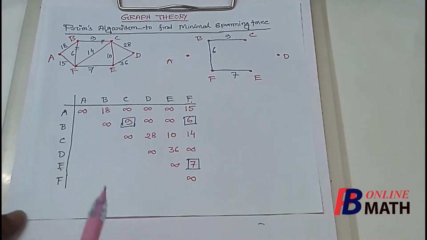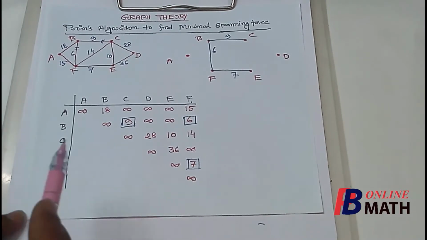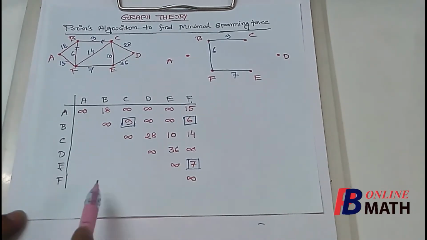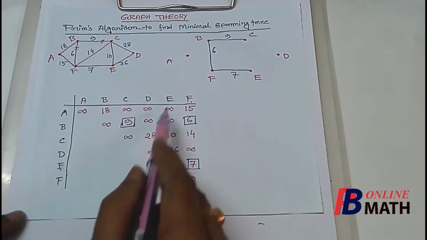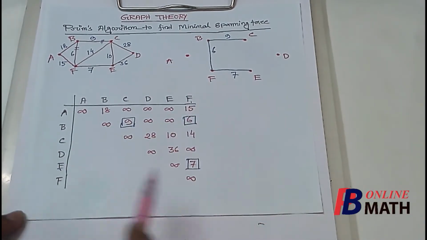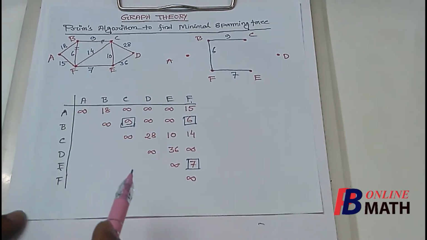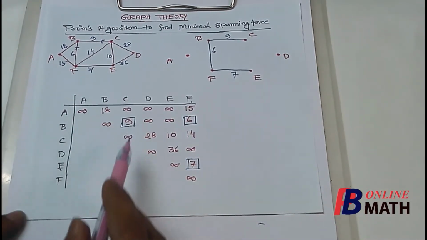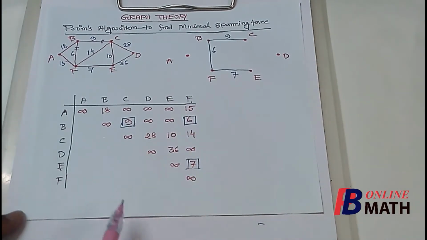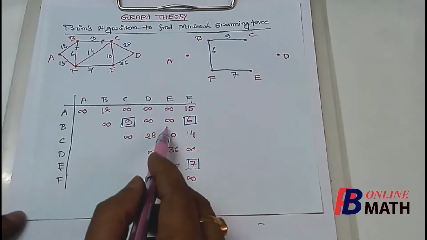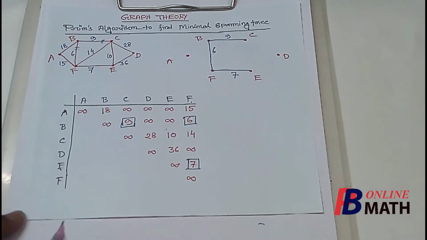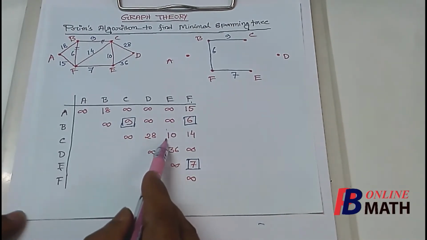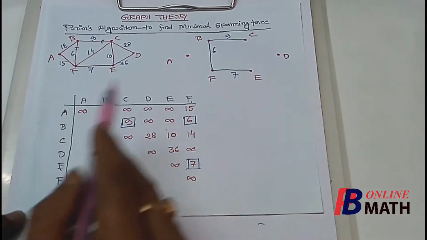So in the next step we shall consider the 4 rows B, C, E and F and also the 4 columns B, C, E and F. So if we find the next minimum element from these 4 rows and 4 columns, we shall easily find that the next minimum element is 10. So we must select this element 10 between C and E.